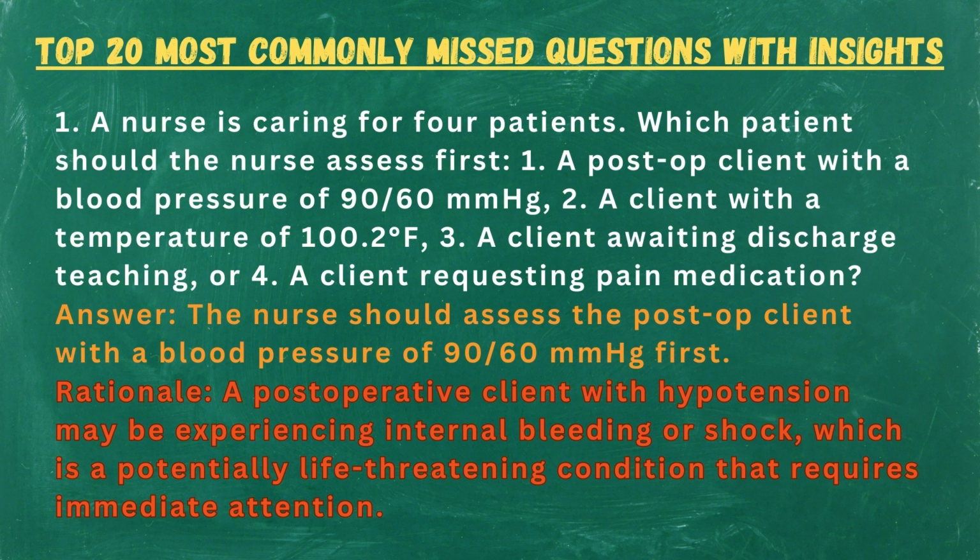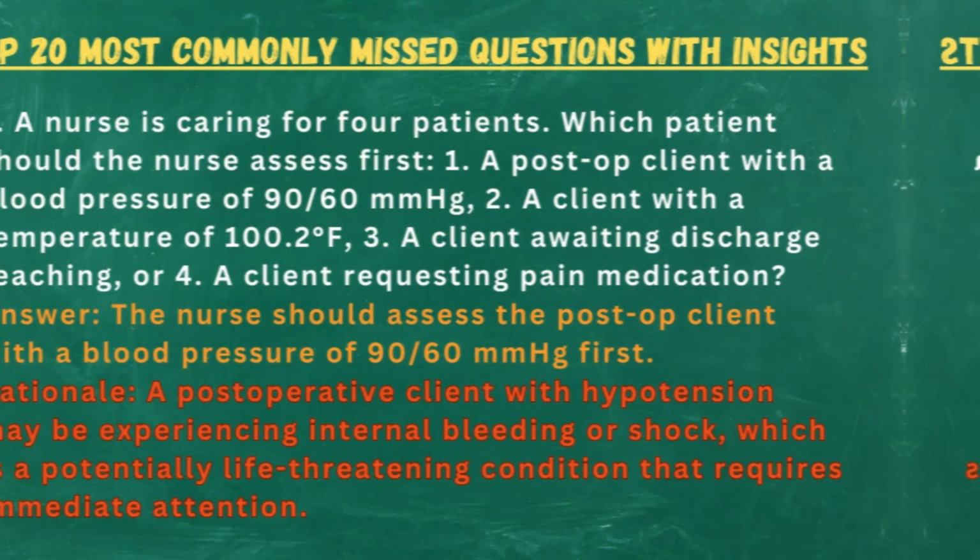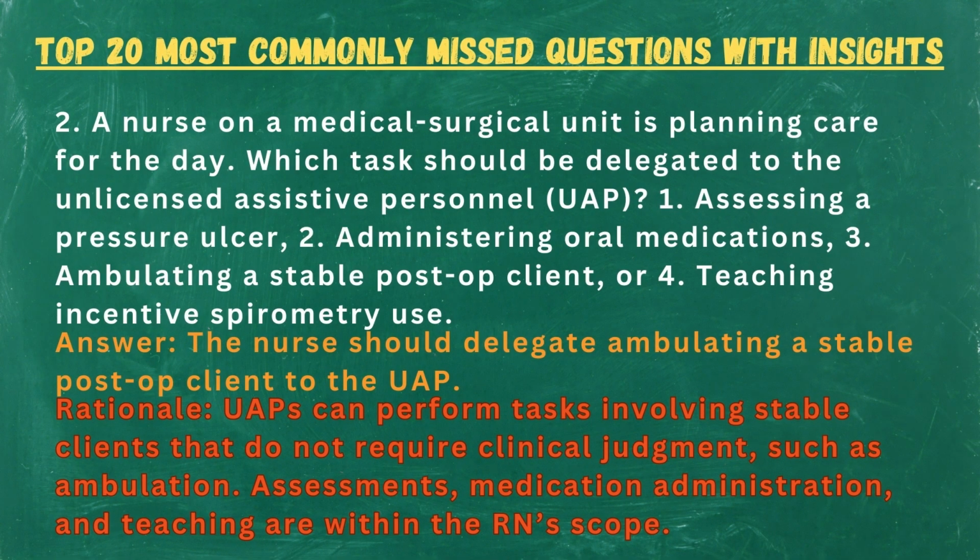Answer. The nurse should assess the post-op client with a blood pressure of 90/60 mmHg first. Rationale. A post-operative client with hypotension may be experiencing internal bleeding or shock, which is a potentially life-threatening condition that requires immediate attention.